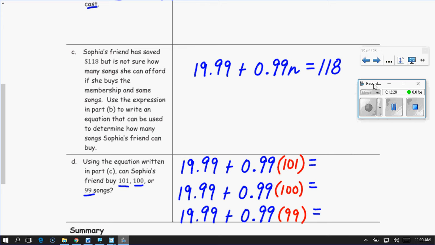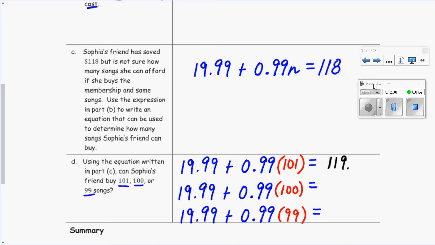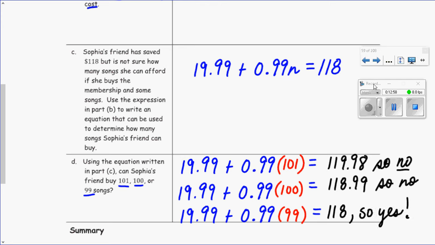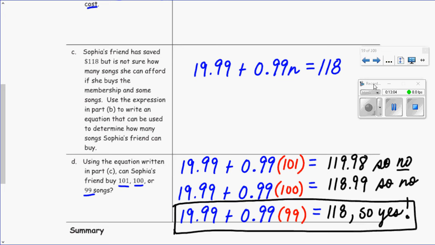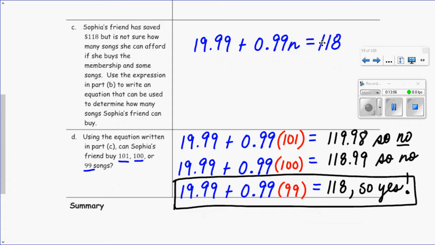Okay, for the first one, this one is $119.98. So is that $118? No. Okay, the second one for 100 songs, hopefully you got $118.99. Okay, we're close, but that's still over. She doesn't have enough money for that. And then the last one, did you get exactly $118? Okay, and there you go. So she can get 99 songs. Okay, go ahead and do your summary, and that is a wrap on lesson 7.